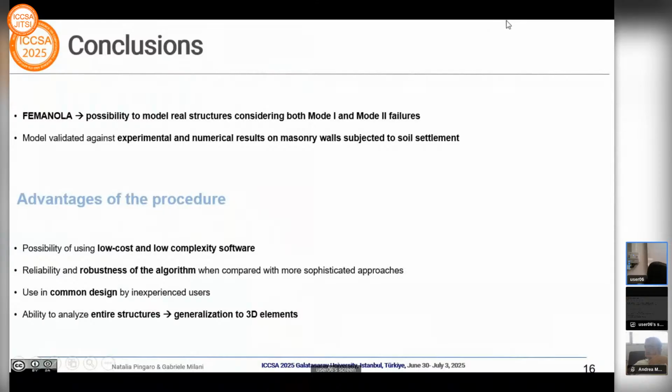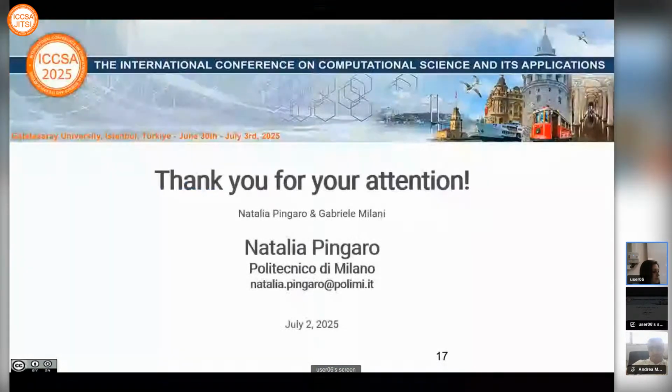Among the advantages of the procedure, we can for sure say that this approach gives us the possibility to use low-cost software. It is characterized by a robust algorithm, even if compared with more sophisticated approaches. It can be used in common design by an experienced user because basically the user needs only the Excel spreadsheet that I have shown you just a few minutes ago. And we are working on implementing Femanola in a 3D environment. So that's it. Thank you so much for your attention, and I'm here to reply to your questions, if any.